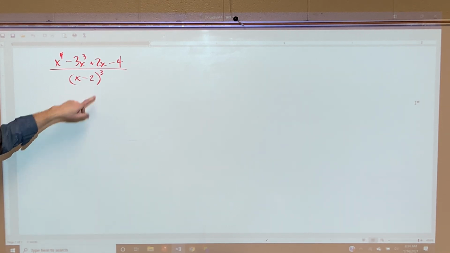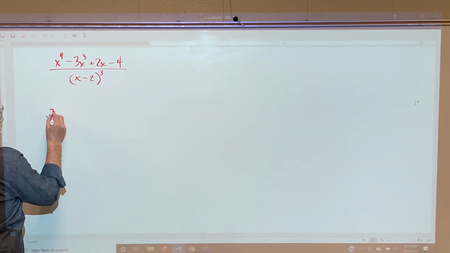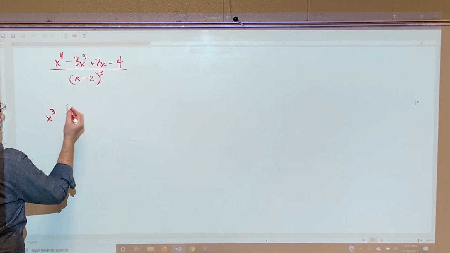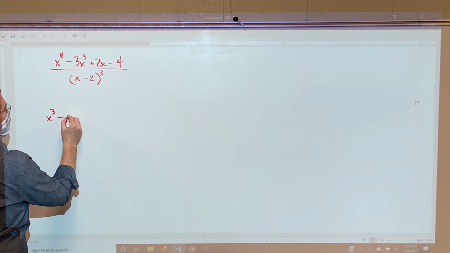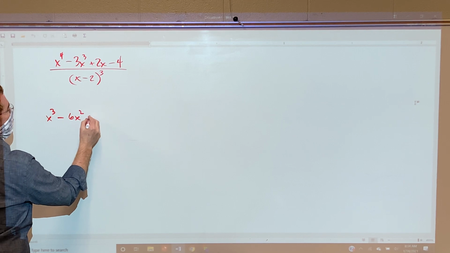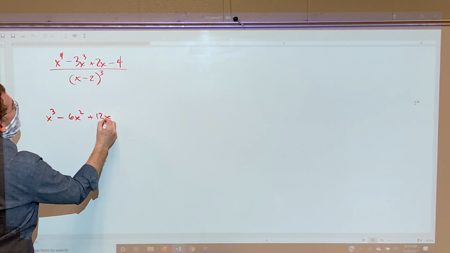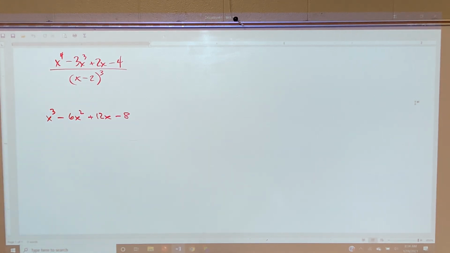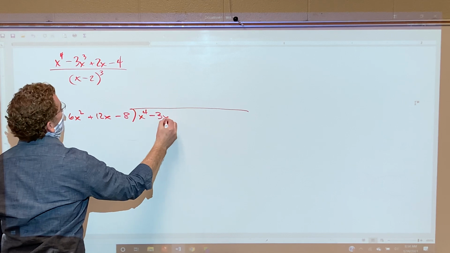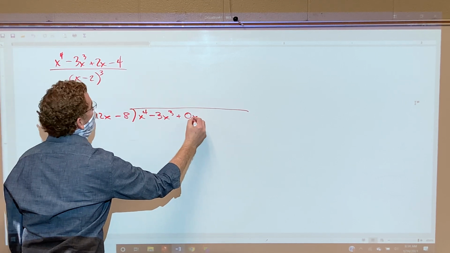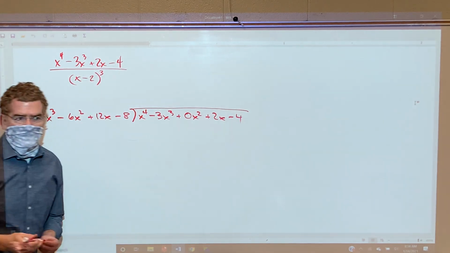All right, so let's just say we knew that this was x cubed. I tell you what, I'm just going to do it. X cubed minus 6x squared plus 12x minus 8. Let me make sure about that. I'm going with it. All right, and I'm dividing that into this. So x to the fourth minus 3x cubed. I'm missing an x squared, so 0x squared plus 2x minus 4. So I would have to do this first.